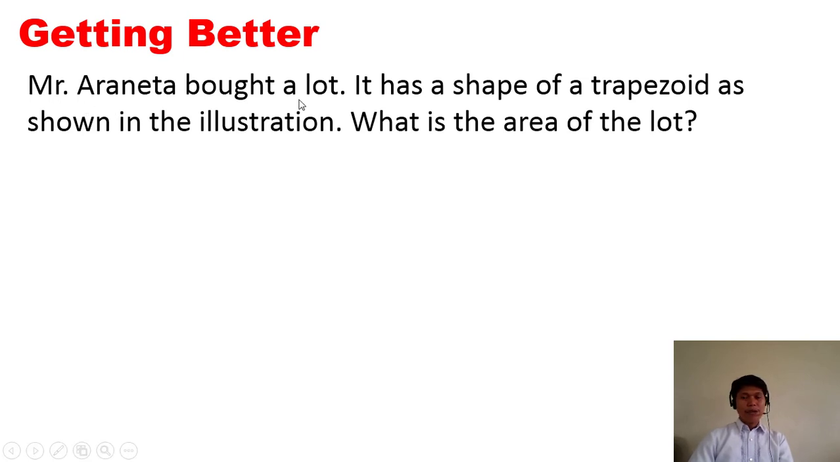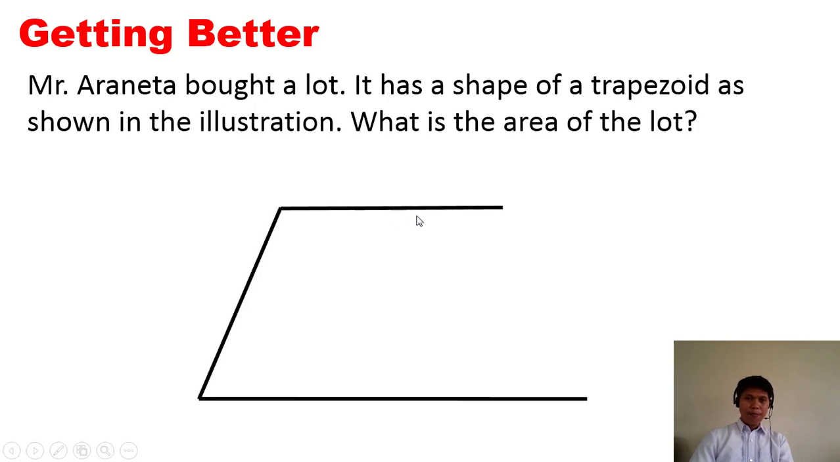Mr. Arneta bought a lot. It has a shape of a trapezoid as shown in the illustration. What is the area of the lot? So when you say a trapezoid, we have only one pair of opposite sides which are parallel. The other two sides will meet at a certain point. If you extend this and extend this, they will meet. So this is an example of a trapezoid.